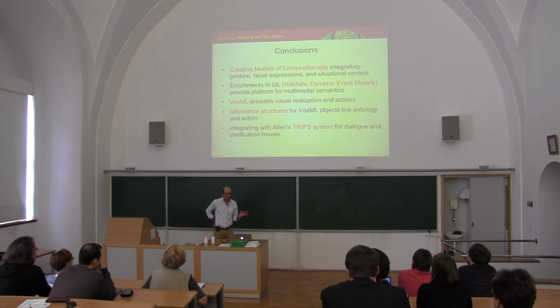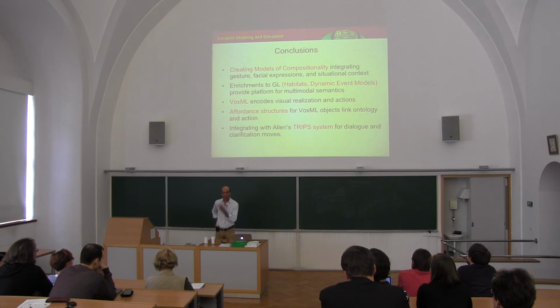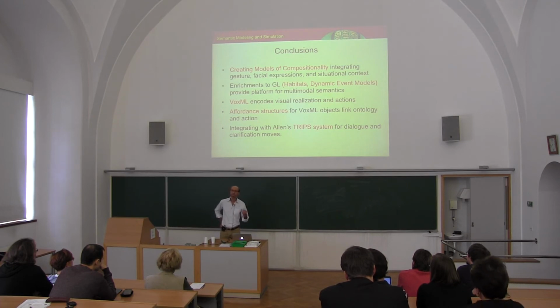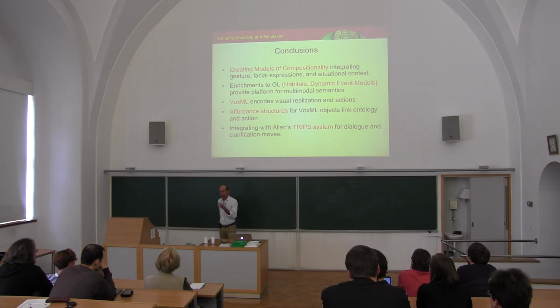I think one of the keys to VoxML is that it's explicating the affordances for objects and for events, which I think is something which has been really under-modeled and under-researched in semantics. Currently, we're integrating with James Allen's TRIPS dialogue system from Rochester for doing clarification in dialogue. And that's it. Thank you for listening.